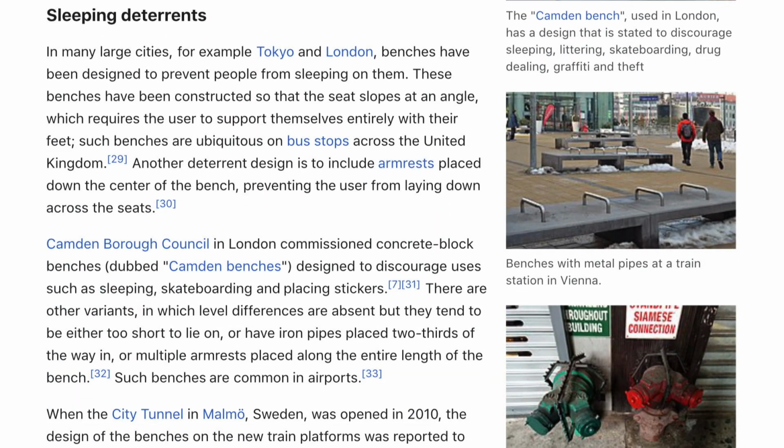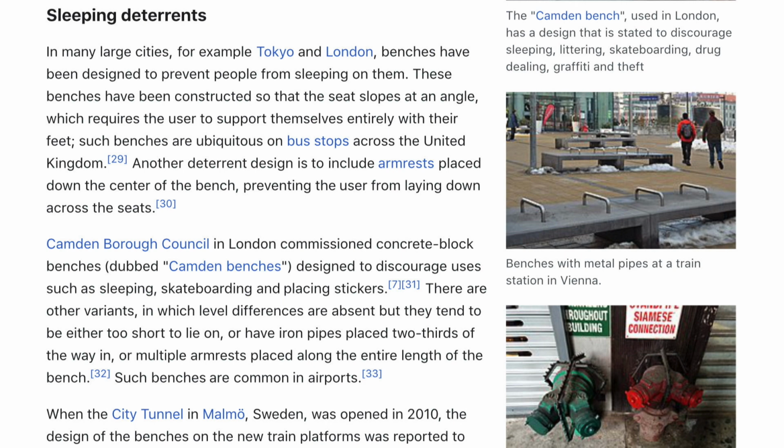Sleeping deterrence. In many large cities, for example Tokyo and London, benches have been designed to prevent people from sleeping on them. These benches have been constructed so that the seat slopes at an angle, which requires the user to support themselves entirely with their feet. Such benches are ubiquitous on bus stops across the United Kingdom. Another deterrent design is to include armrests placed down the center of the bench, preventing the user from lying down across the seats.